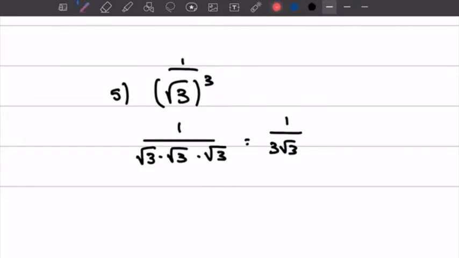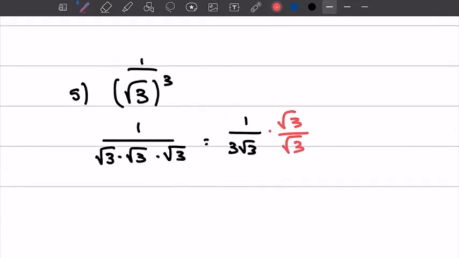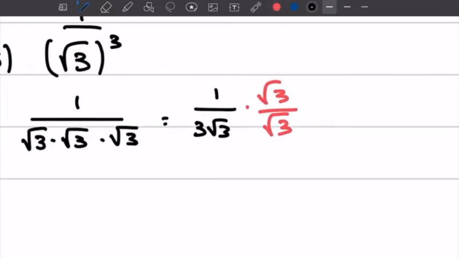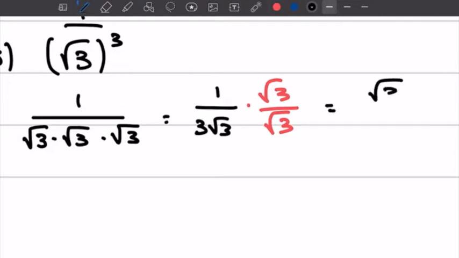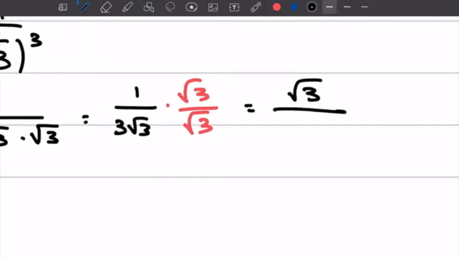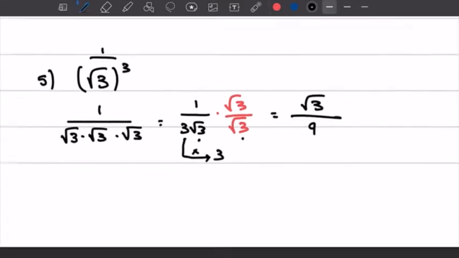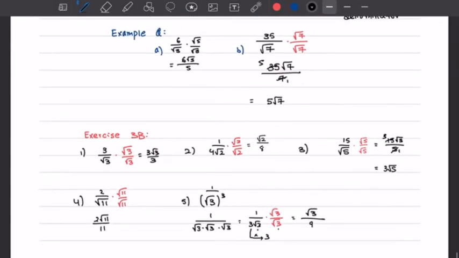Now you go on to your normal rationalizing process. Root 3 divided by root 3. So you have root 3 in the numerator, and that's root 3 times root 3. Root 3 times root 3 is just 3. So you have 3 times 3 is just 9. So your answer is root 3 over 9. Now, exercise 3B has many more questions. Go ahead and try to do that.